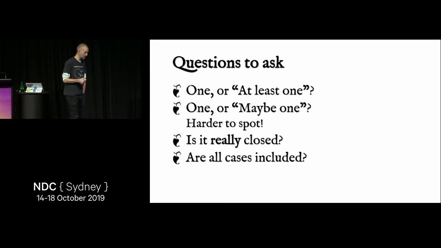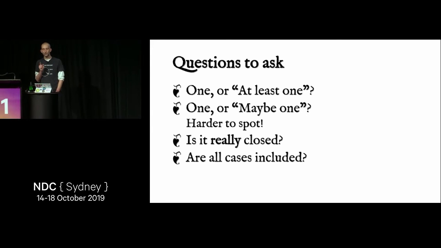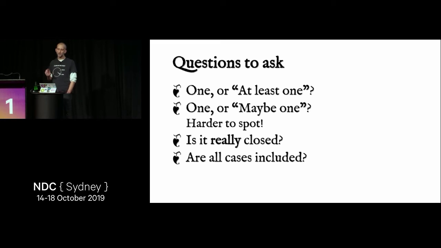So yeah, the questions to ask are: first, what people tell you is potentially a lie. Second, when you see one, is it one or at least one, list, one or maybe one, option? Is it really closed, and do you have all the cases you want?